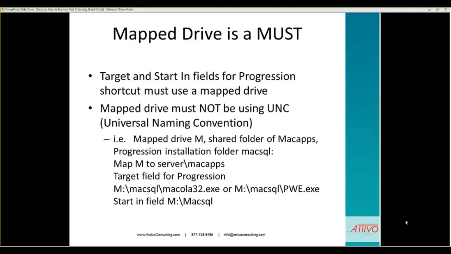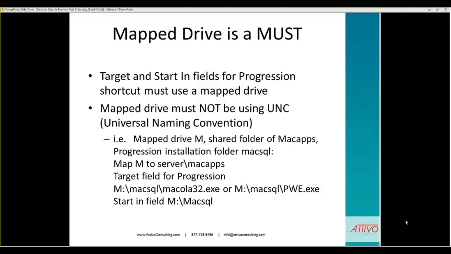Also, on each workstation, you must have a mapped drive for Progression. The target and start-in fields for the Progression shortcut must use that mapped drive. Also, that mapped drive cannot use a UNC, or Universal Naming Convention.